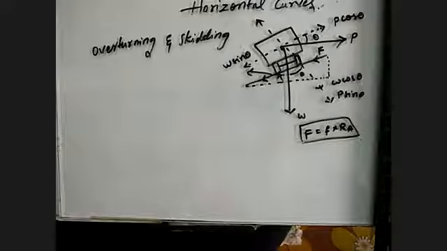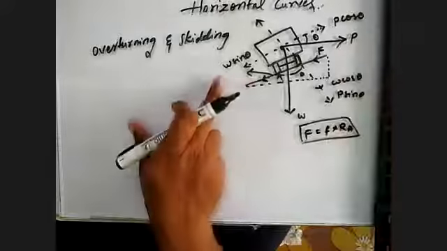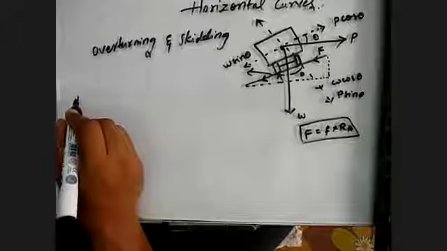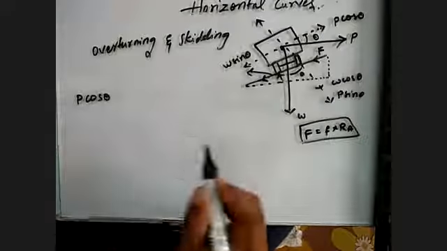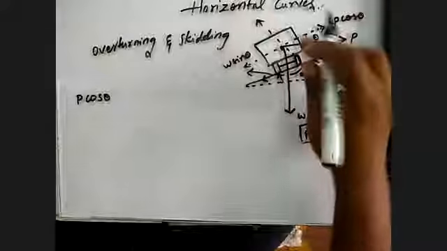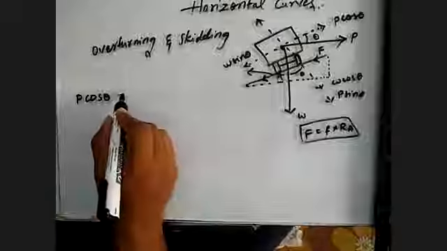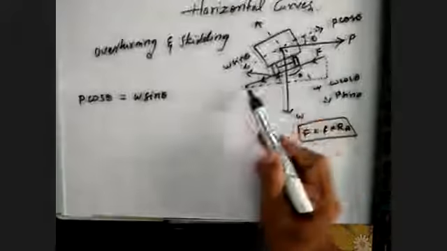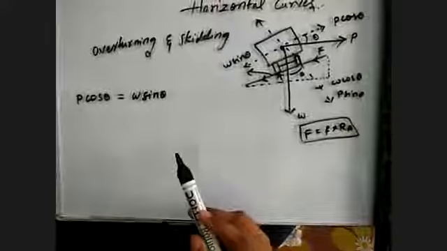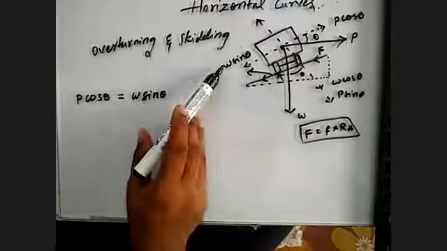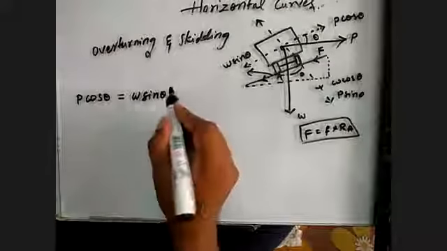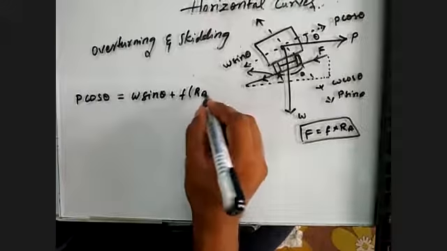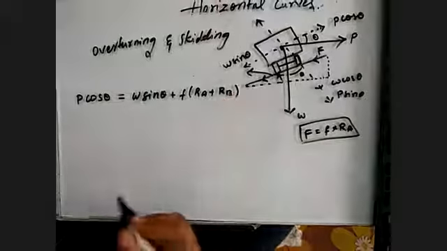For the stability condition, the pulling force, the centrifugal force, should be balanced with these kinds of forces. So I'll write the equation and we'll close the section and start again. Here, P cos theta, that is the centrifugal force acting parallel to the plane, will be equal to, number one, W sin theta, and number two, the frictional force acting at the road surface. Plus the frictional force, coefficient into RA plus RB.